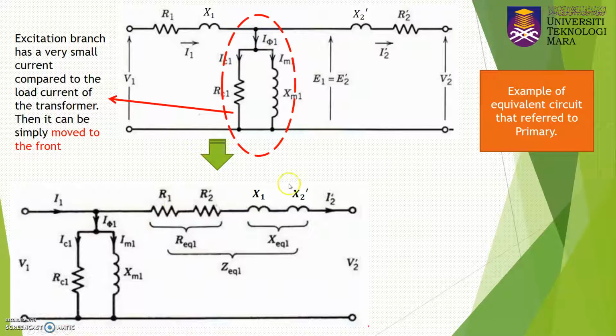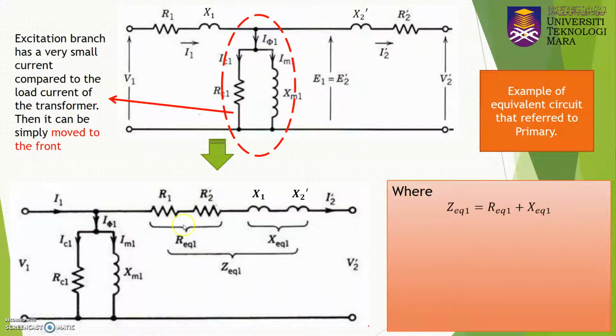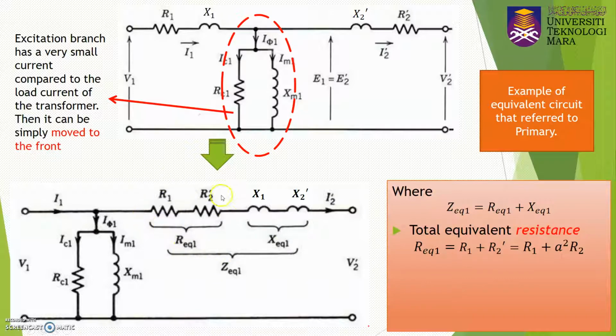Based on this, you know that your Z equivalent will be equal to R equivalent plus jX equivalent. Your total equivalent resistance will be R1 plus R2 prime. You can simply add R1 plus R2 prime because you already moved the excitation branch to the front. So R equivalent is equal to R1 plus R2 prime. And then for the total equivalent reactance, you have X equivalent equal to X1 plus X2 prime.